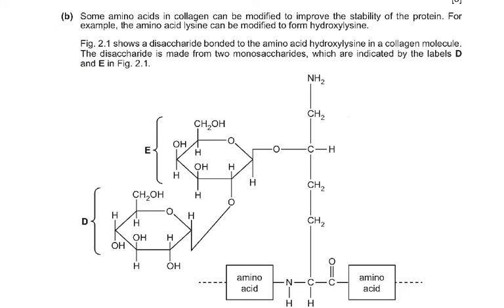Now coming to the B part of the question, some amino acids in collagen can be modified to improve the stability of the protein. For example, the amino acid lysine can be modified to hydroxylysine. Figure 2.1 shows a disaccharide bonded to the amino acid hydroxylysine in a collagen molecule. The disaccharide is made from the monosaccharides, which are indicated by the labels D and E. So these are two monosaccharides and they are joined together and they have been bonded to the amino acid hydroxylysine in a collagen molecule. And D and E are two monosaccharides.